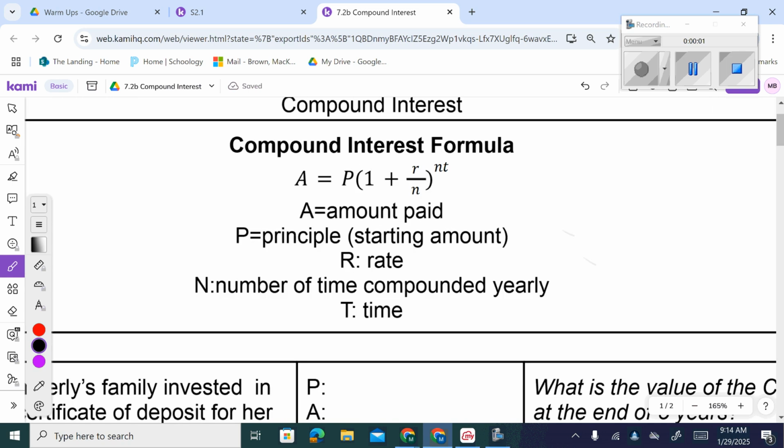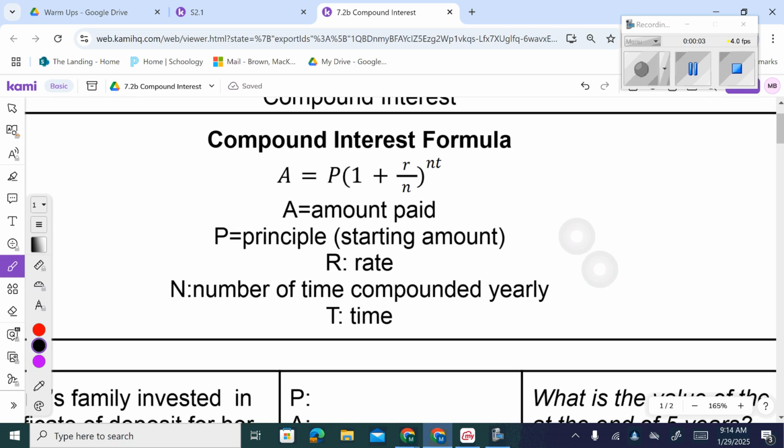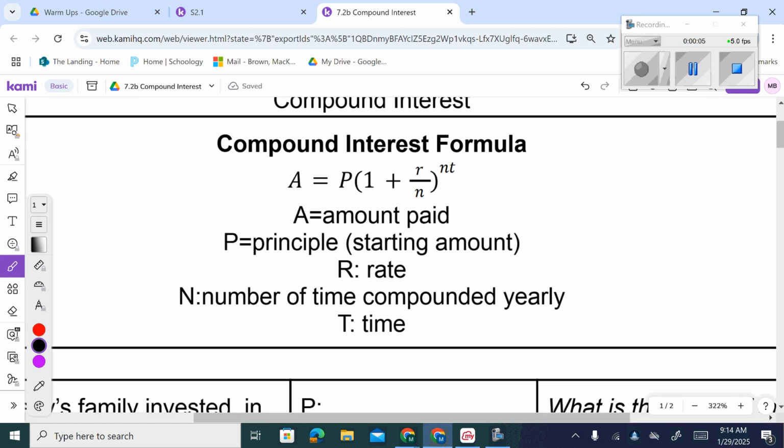Letters in math? Variables. You gotta know what all these variables represent, okay? This is very similar to what we did yesterday. Why do you think it's 1 plus? It's going up. Its interest is always going to be growth. Yes. So it's always going to be 1 plus, okay?